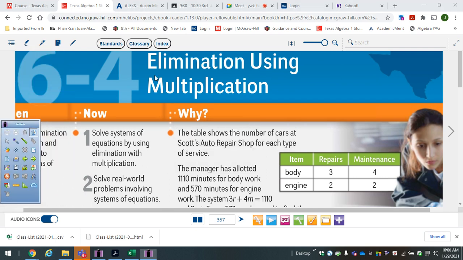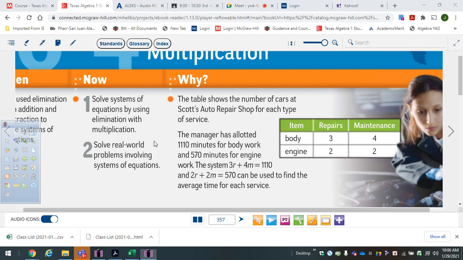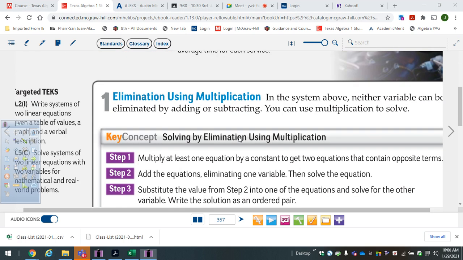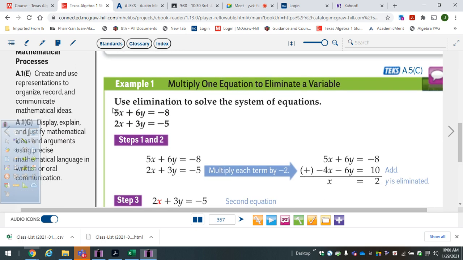Okay, guys, good morning. This is 6-4, elimination using multiplication. Again, this is chapter 6, so it's talking about systems of linear equations, and we're just going to solve systems of equations by elimination with multiplication. We're going to work on this next week, so right now, it's just showing you how to do it. Right here, system of linear equations.